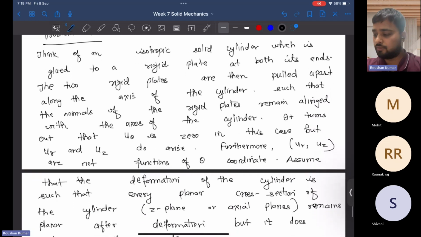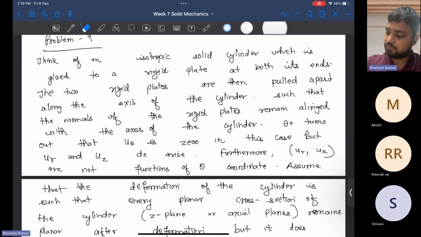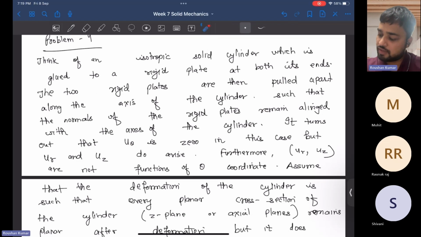I am repeating the question one more time. Please see carefully. Think of an isotropic solid cylinder which is glued to a rigid plate at both its ends. The 2 rigid plates are then pulled apart along the axis of the cylinder such that the normals of the rigid plate remain aligned with the axis of the cylinder. It turns out that u theta is 0 in this case, but ur and uz do arise. That means u theta is always 0, but ur and uz may not be 0 always.